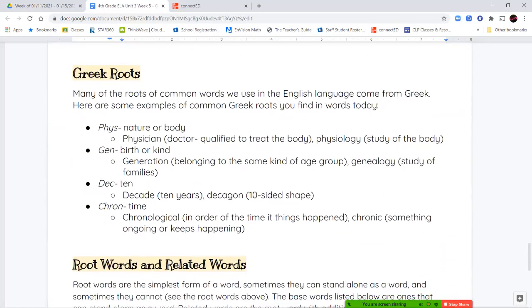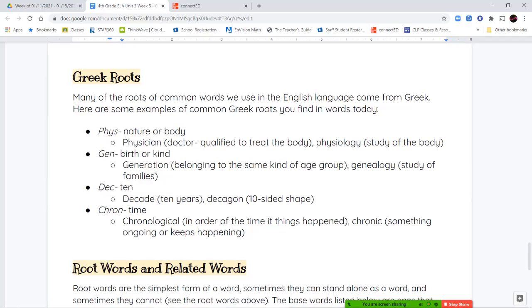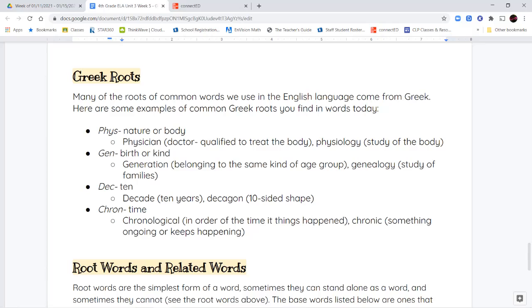Now, next we're going to talk about some of our roots. So Greek roots. So many of the common words that we use in the English language come from Greek. And to help us understand the words, we look at the meaning of the root word. If we can figure out the meaning of the root word, it helps us figure out what that whole word is talking about.